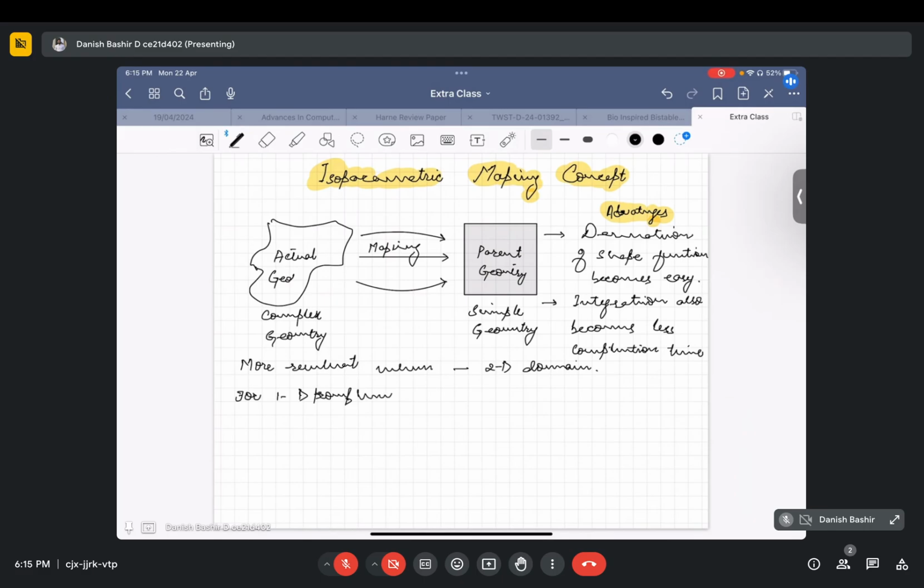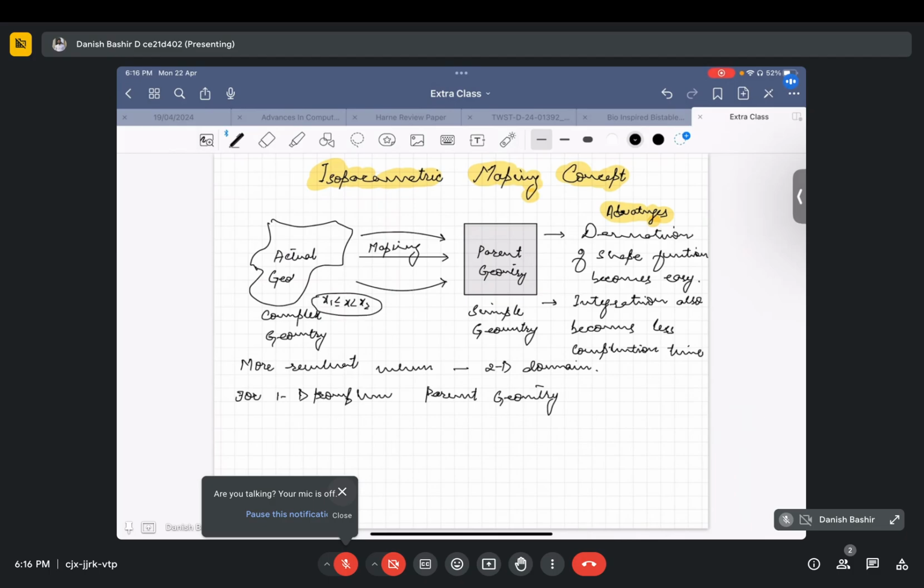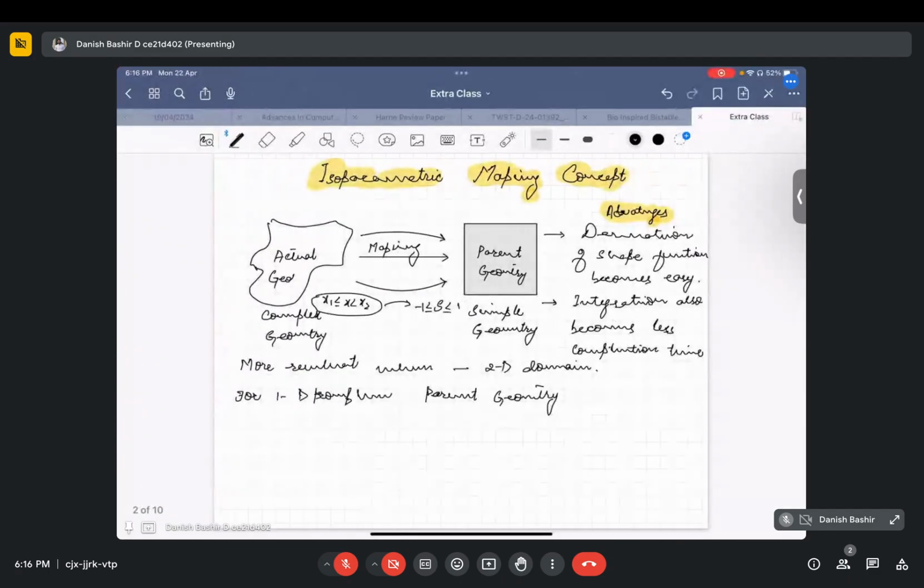So, 1D problems, parent geometry. For example, this actual geometry has some domain x1 ≤ x < x2. We have to transform this into something like parent geometry, which has the extremes at -1 and 1. So the parent geometry has the coordinates from -1 ≤ s ≤ 1. We show it by this notation. I hope this is clear to you.